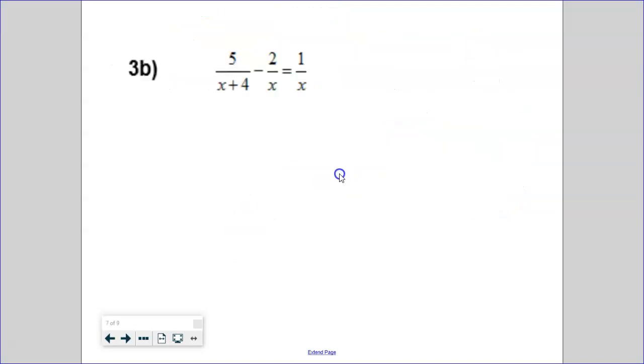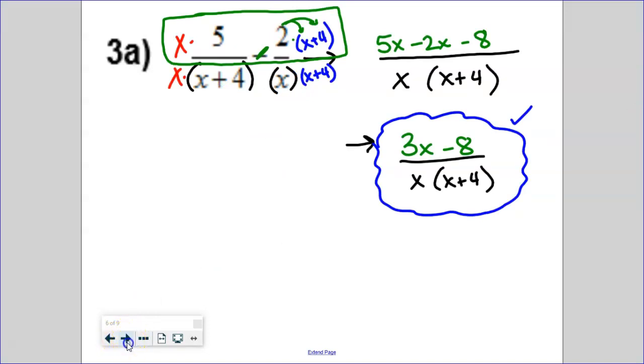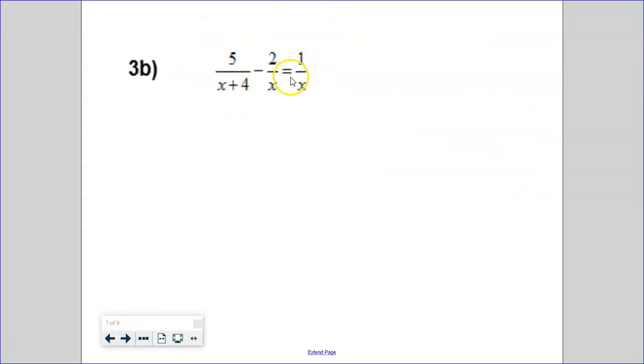Now when I look over here at 3b, it's almost the same problem, except we added an equal sign, creating an equation, and it equals 1 over x. So this is an equation where your job is to knock out the denominator.